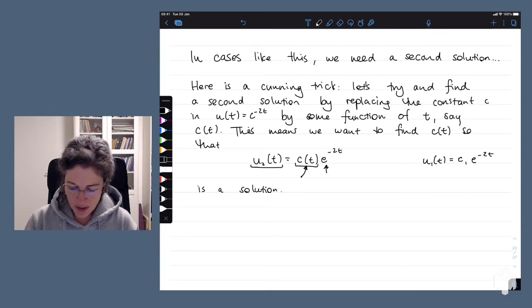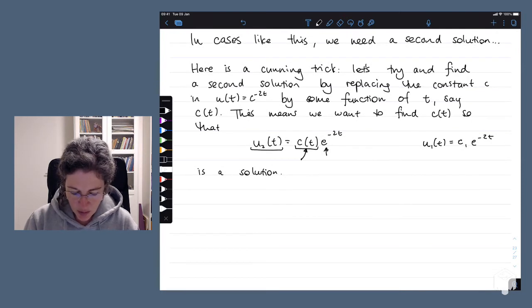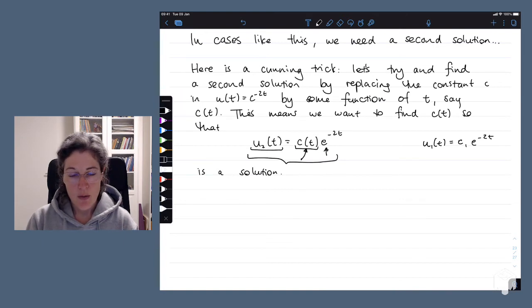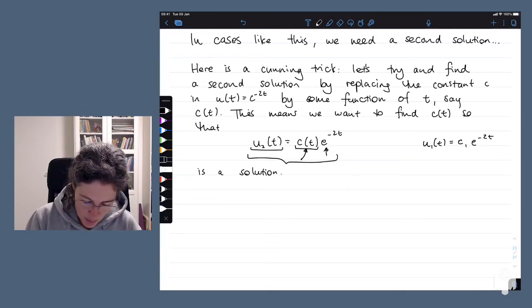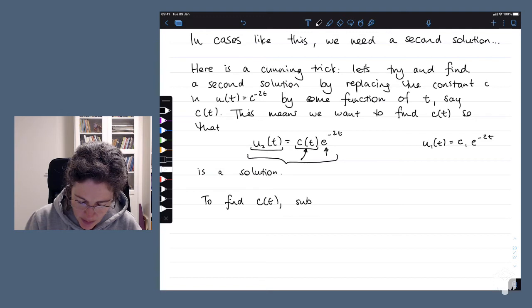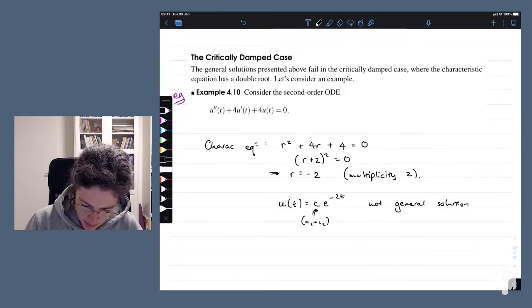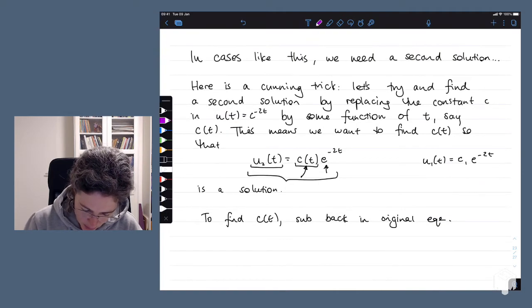How can we possibly sort this out? Well, in order to check that this crazy u2 of t is in fact a solution, we plug it back in the original differential equation and see if we can find what that c of t should be. And if we can find a c of t that works, then we're good. So to find our c of t, we're going to sub back in our original equation. So if we go back up here, our original equation for our example. So let's just make a note here. This is going back to our example.